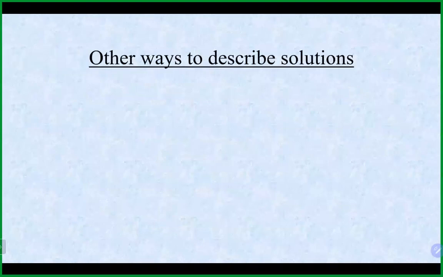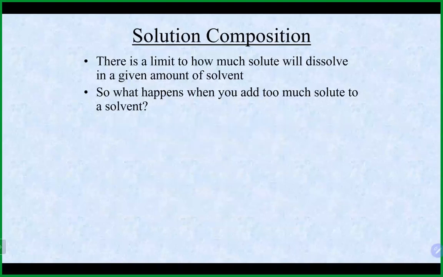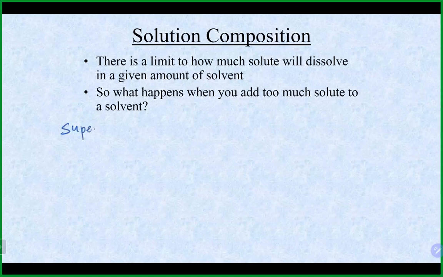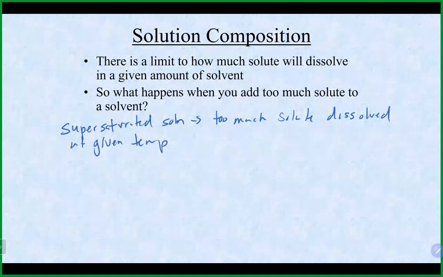Another way that you can classify a solution is what is referred to as a supersaturated solution. In a supersaturated solution, you have too much solute dissolved at a given temperature. And what that creates is really almost like an unstable solution.